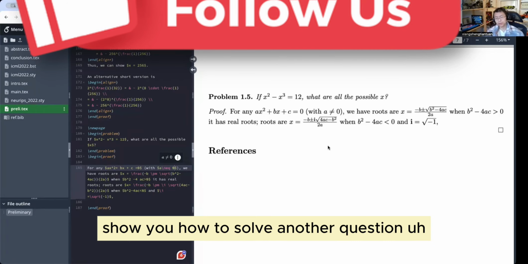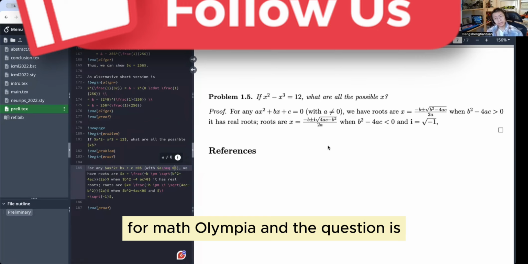We are going to show you how to solve another question for Math Olympiad. The question is: if x squared minus x cubed equals 12, what are all the possible x?